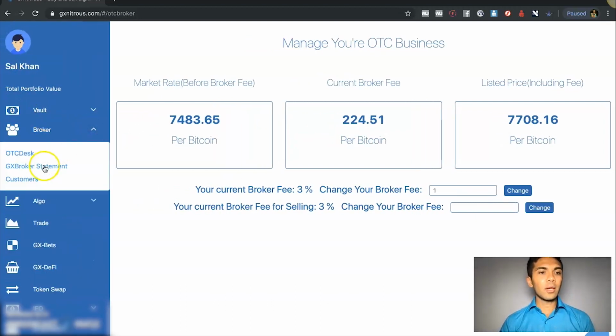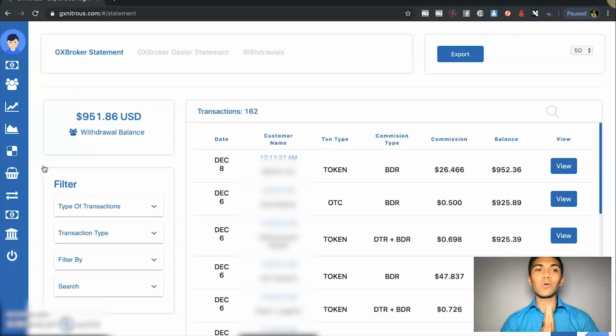The third option here is your GX broker statement. This is like your bank statement of earnings. Over here will be your total earnings thus far. And as you dive in, you have your dates, you have your customer names and the time at which they have made the purchase. You have the type of transaction that it was. And here, as you can see, most common is token type, because the tokens, as a broker, you can sell the tokens, you can sell OTC.